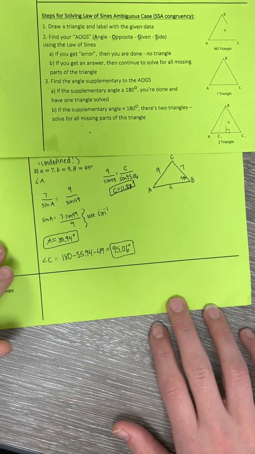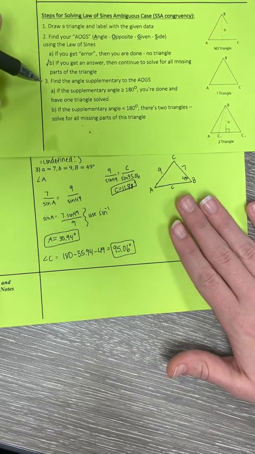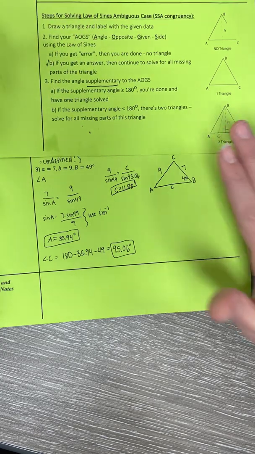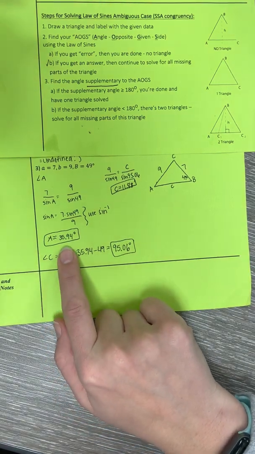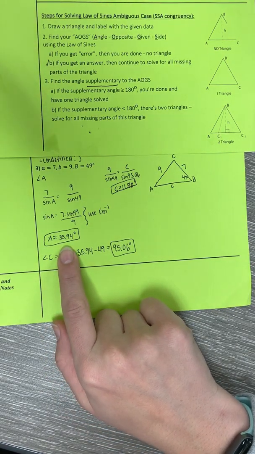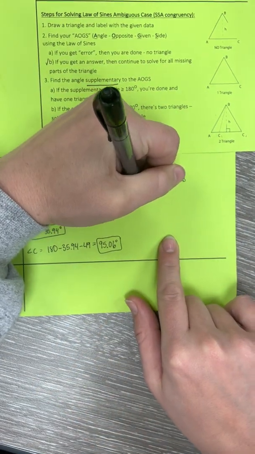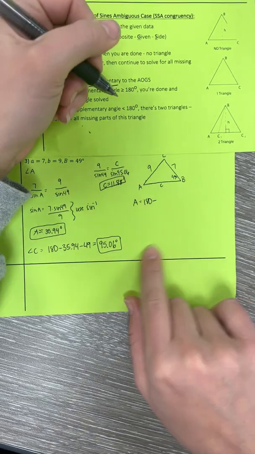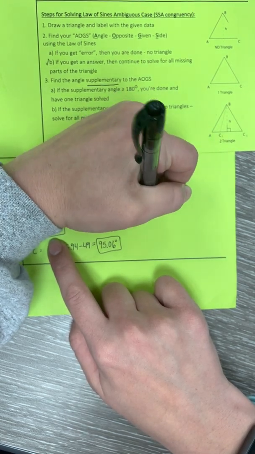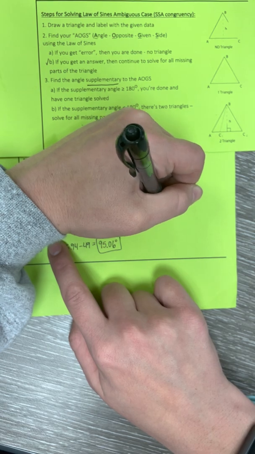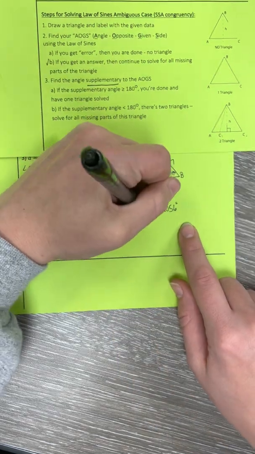All right. From here, we have solved and continued to find all the parts of the triangle. Now we have to find the angle supplementary to the angle opposite the given side. So we have to find the angle supplementary to the 35 degrees that we just found. Let's start by doing that. If A were 180 minus whatever we originally found for A, 35.94, it would be equal to 144.056 degrees, somewhere around there. This would be our new A.